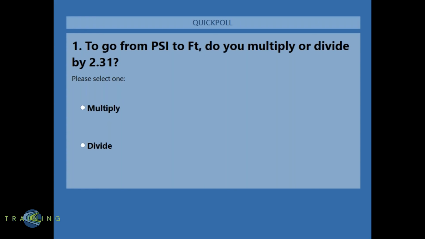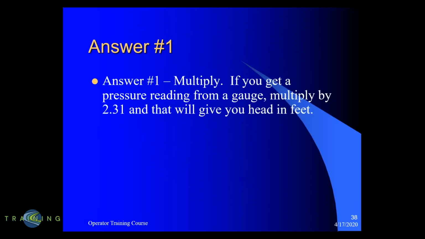So to go from PSI to head, you multiply. If you get a pressure reading from a pressure gauge, and we need to figure out how much head we have on a pump curve, which is in feet, multiply that pressure by 2.31, and that'll give you your total head in feet.